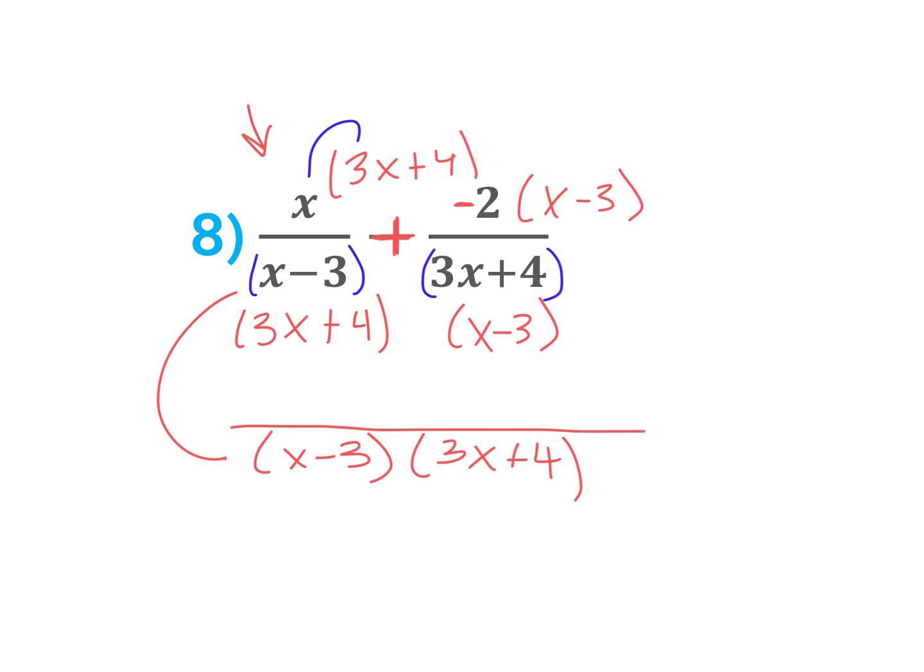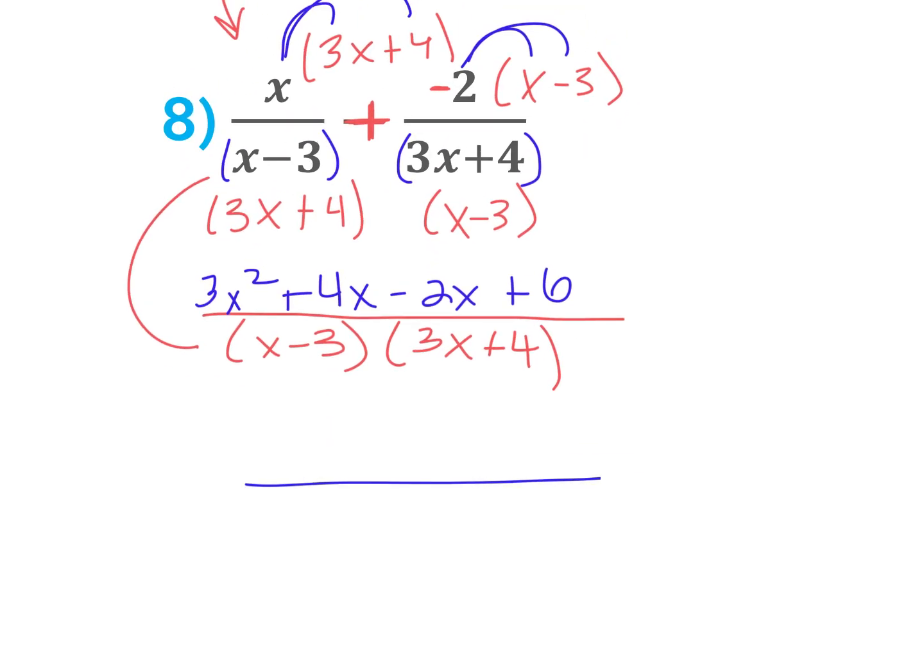X times 3x is 3x squared. X times 4 is plus 4x. Negative 2 times x is minus 2x. And negative 2 times negative 3 is plus 6. So we're going to rewrite our denominator. Our denominator just stays the same since we found what our common denominator was.